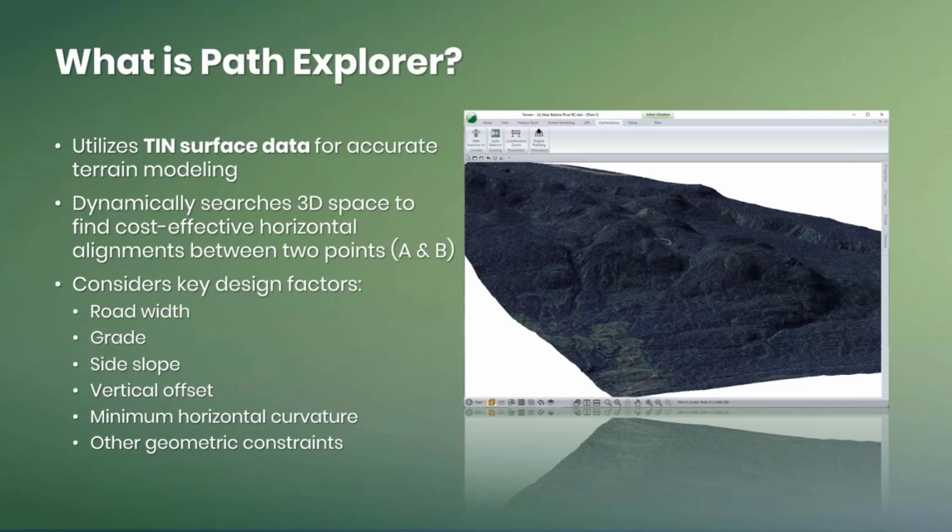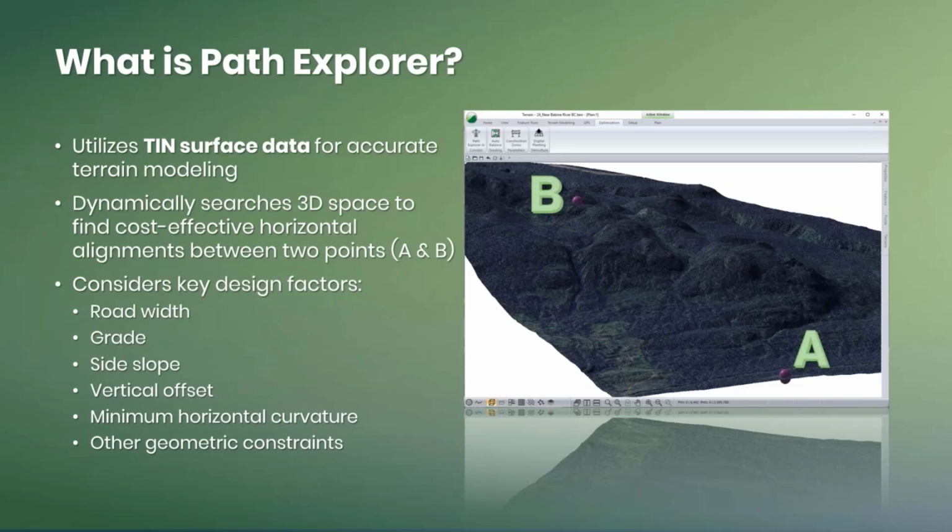And with that, let's talk a little bit about what is Path Explorer. So I mentioned it's a function. You can actually see it here in the toolbar inside the presentation screenshot. So yes, it's a feature and function inside of the terrain module, and it utilizes a TIN surface for accurate terrain modeling, and then it dynamically searches the 3D space to find the lowest cost alignments between 2 points, A and B.